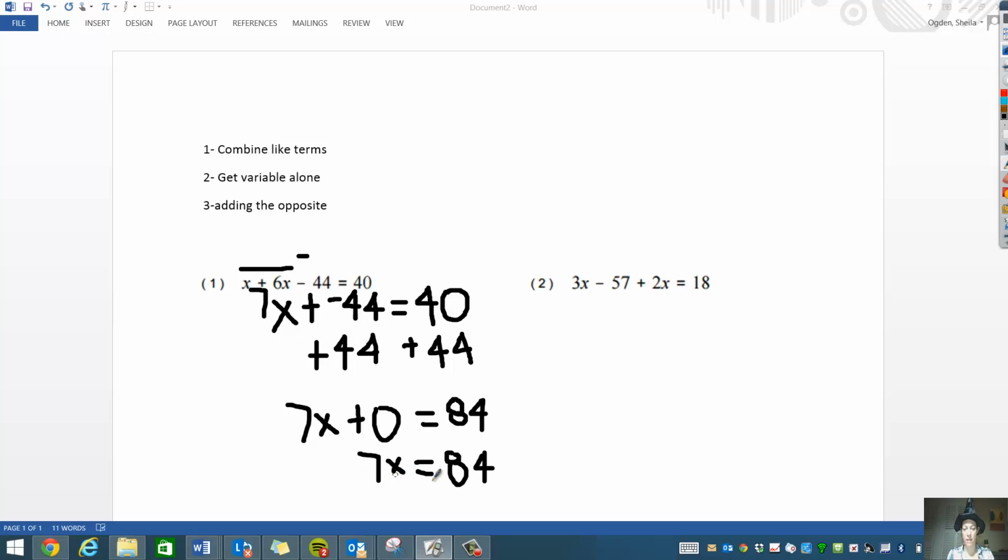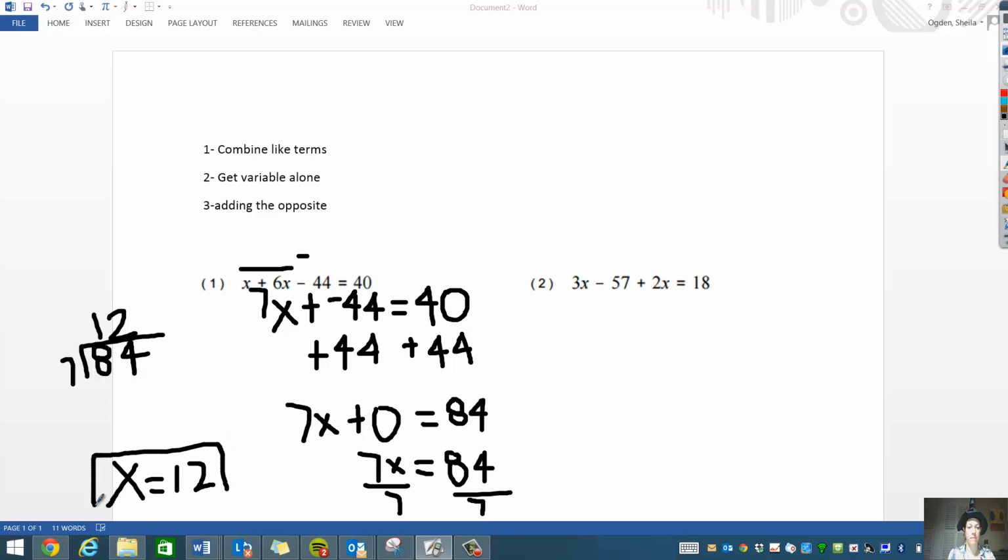If 7 times some number is 84, then we will get x by itself by dividing both sides by 7. If you divide 84 by 7, you will see that the answer is 12. So my answer is that x is equal to 12. I followed the steps. I combined the like terms. I got the variable alone by adding the opposite of whatever I needed to get rid of. In this case, it was the 44.